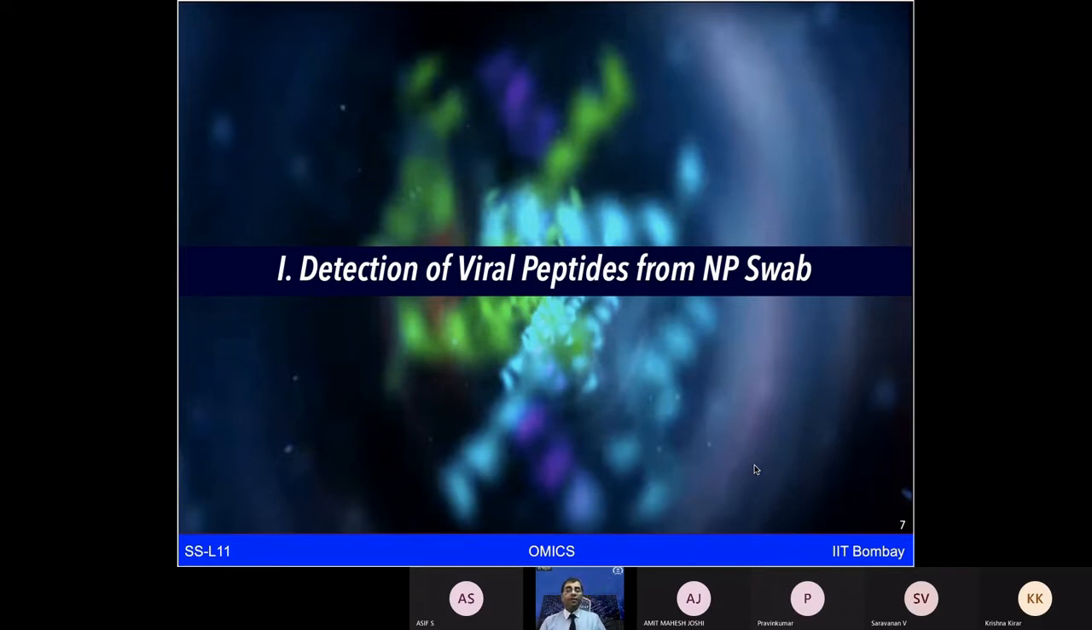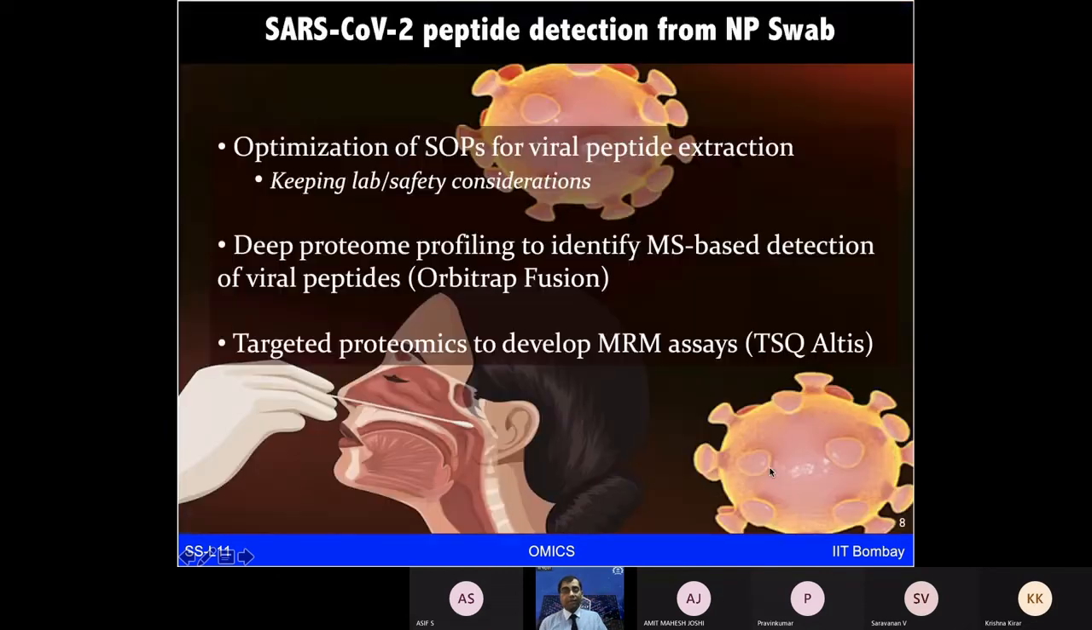So we thought, can we detect the viral peptides which are present in our nasopharyngeal swab? The idea is if you take respiratory specimen samples from the patients, the same sample which is being used for real-time PCR, can we look at a different approach of mass spectrometry and proteomics and find out the peptides of the virus? So that was the first interesting objective which we had.